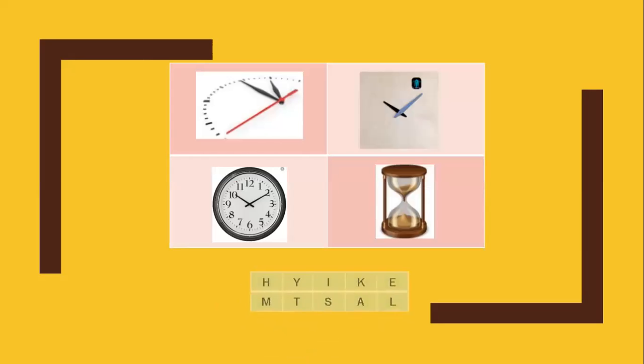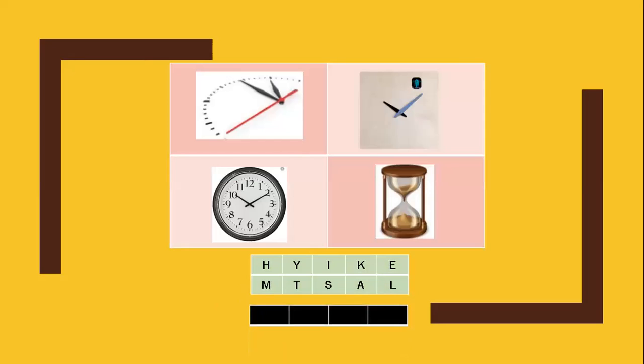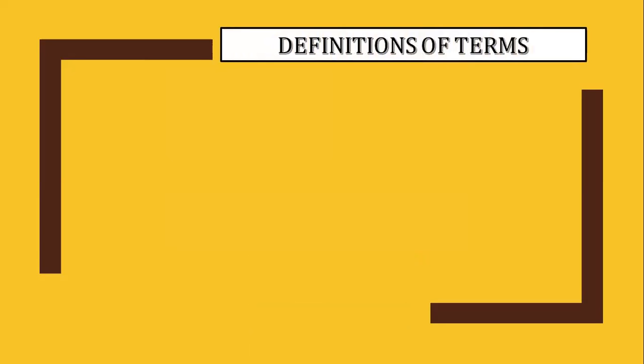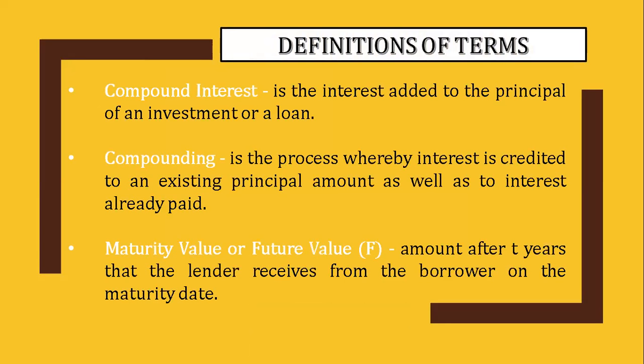Let's have the next one. Pause the video. And the answer is time. Let's proceed to the definition of terms. Let's start with compound interest.